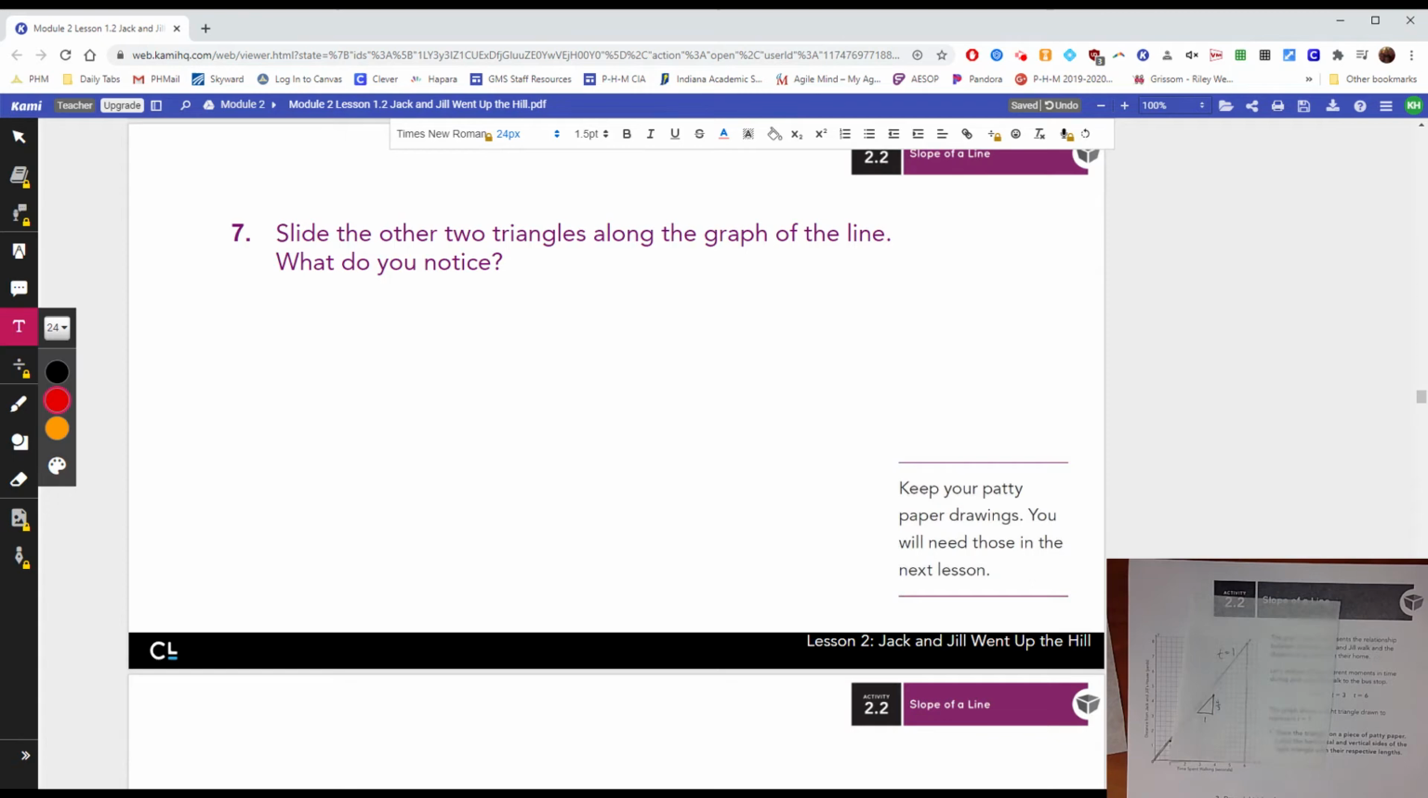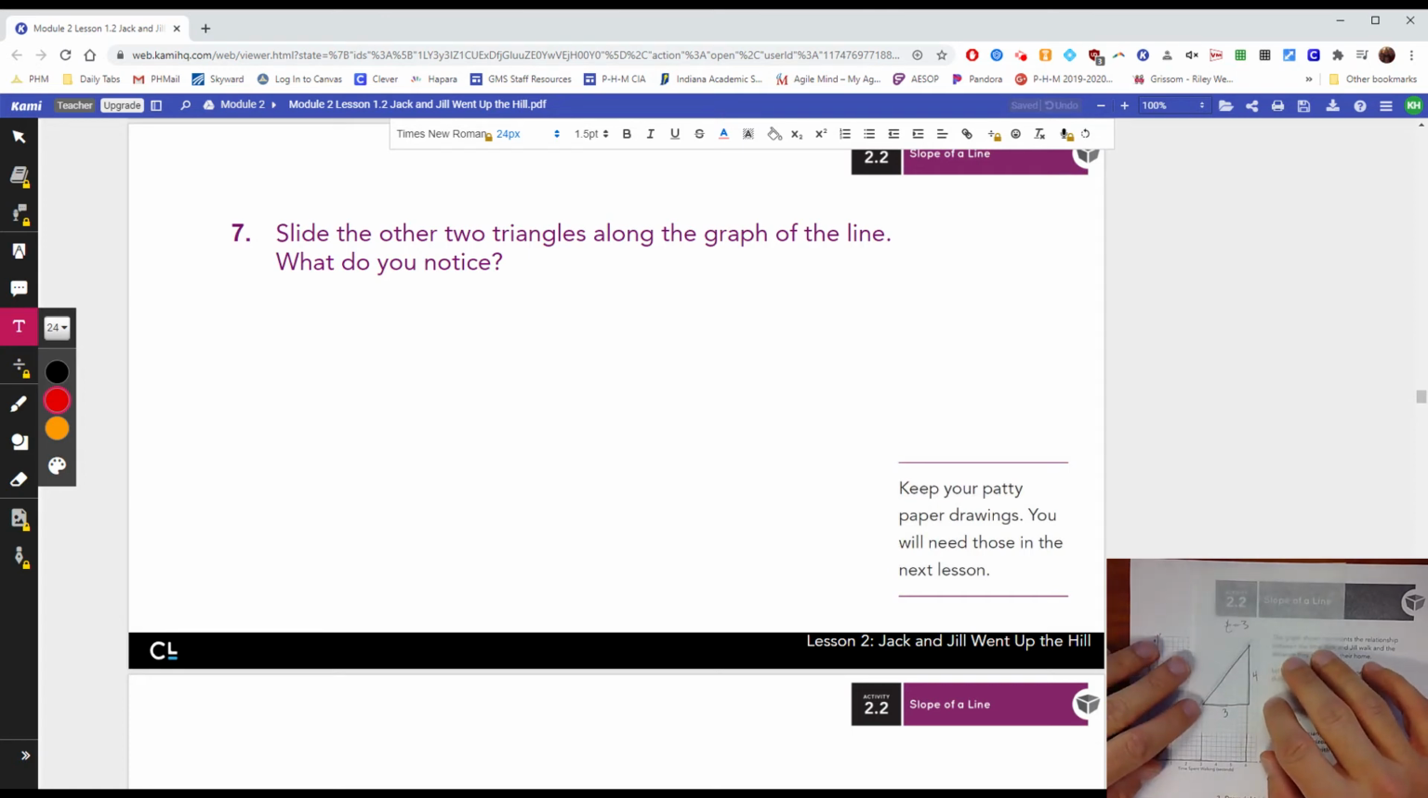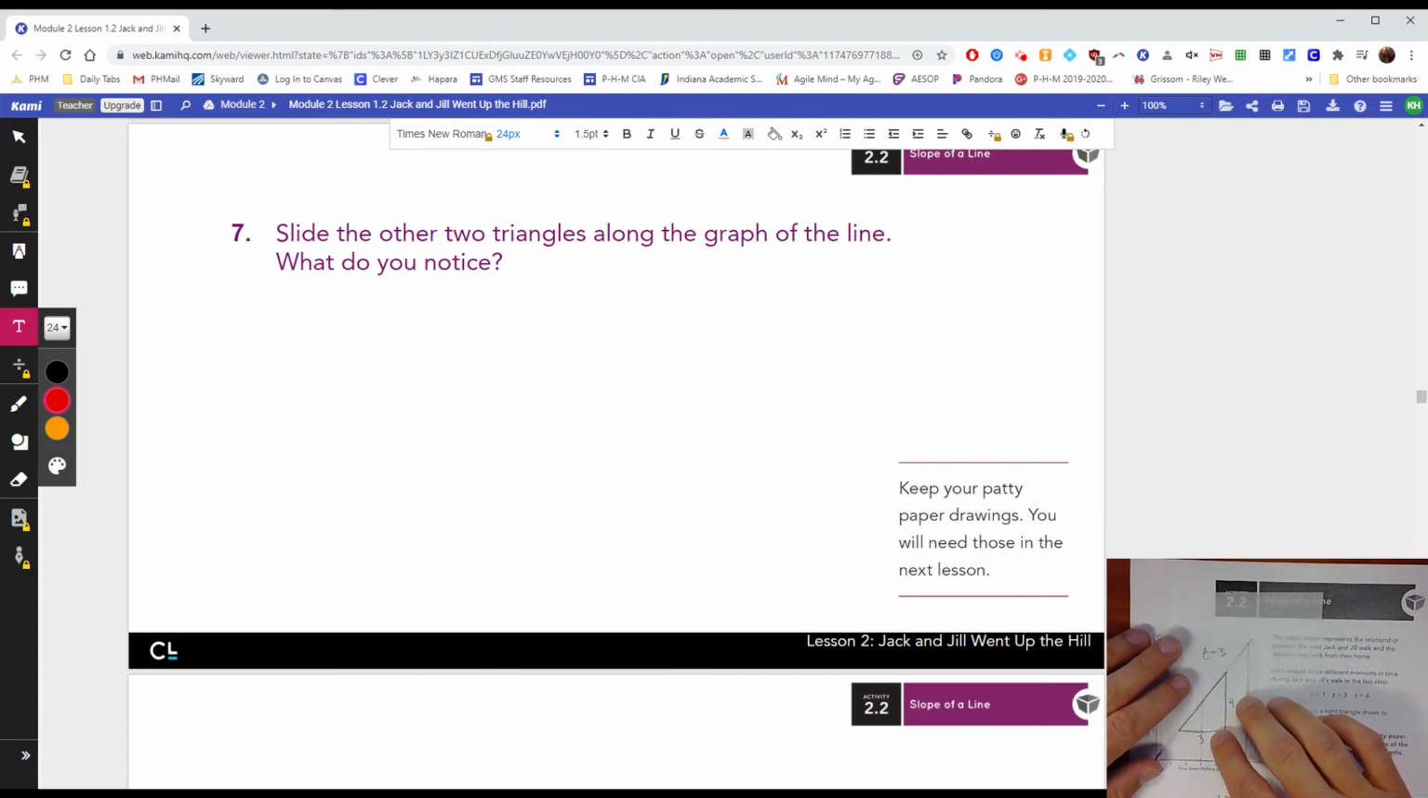So let's get rid of our unit rate one. Let's try t equals 3. We know it fits there. If we just slide it up a little more, still looks like it fits, right? If I go from this point to this point, it fits, it connects them, right? So I'm noticing the same thing here with the triangle for t equals 3.